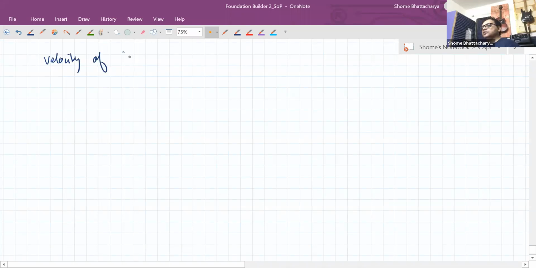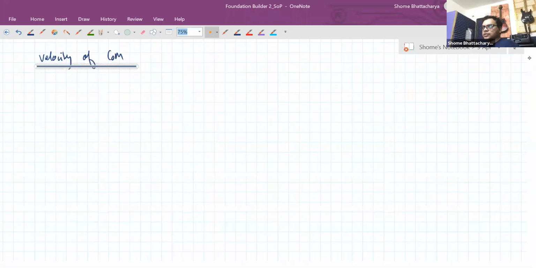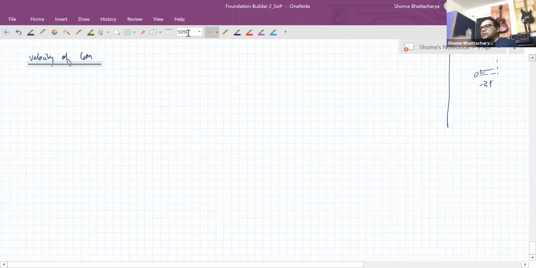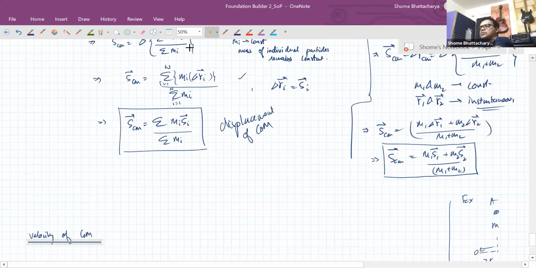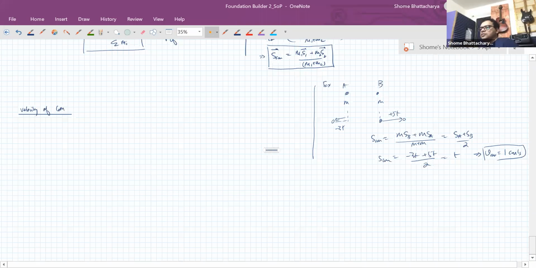Sir, could you just scroll up? Velocity of, sorry? Yeah, what did you ask, beta? Sir, could you just scroll up? I missed the last point. This part, the example. Yes, sir, that which you wrote on the right.